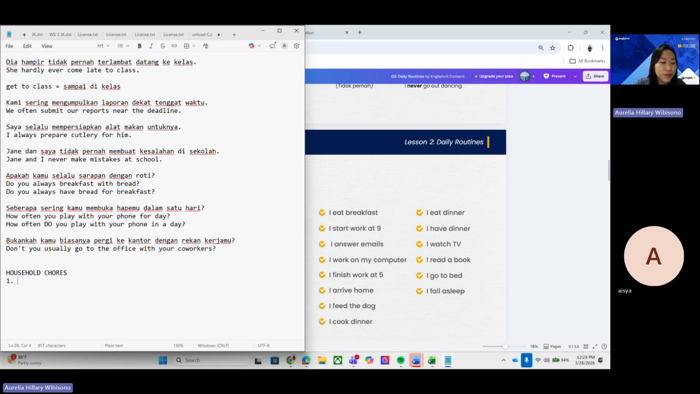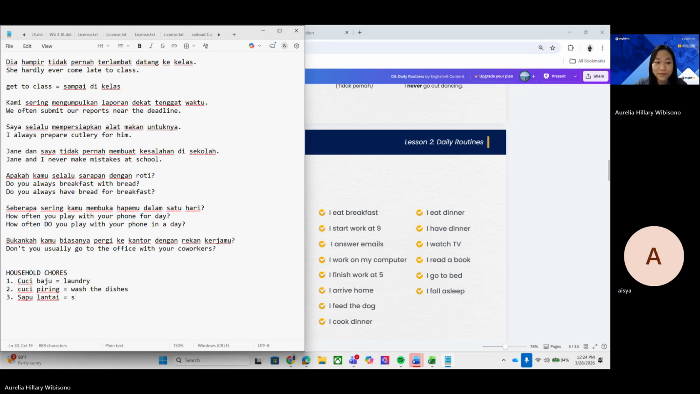I want to ask you some of the vocabularies. So how do you say cuci baju? Laundry. Okay, that's correct. And then cuci piring? Wash the dishes. Sapu lantai.